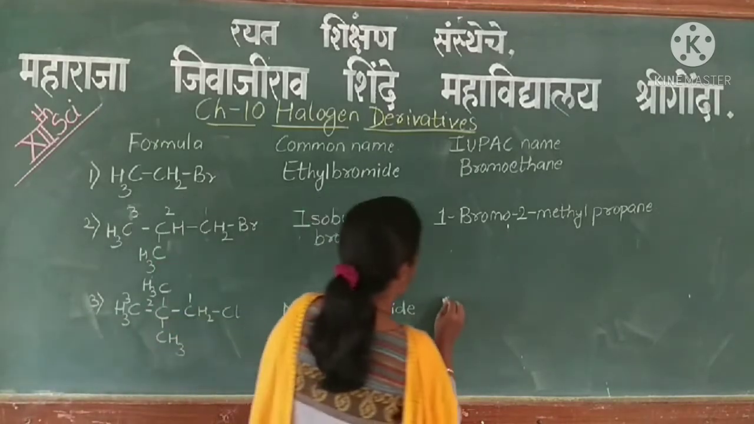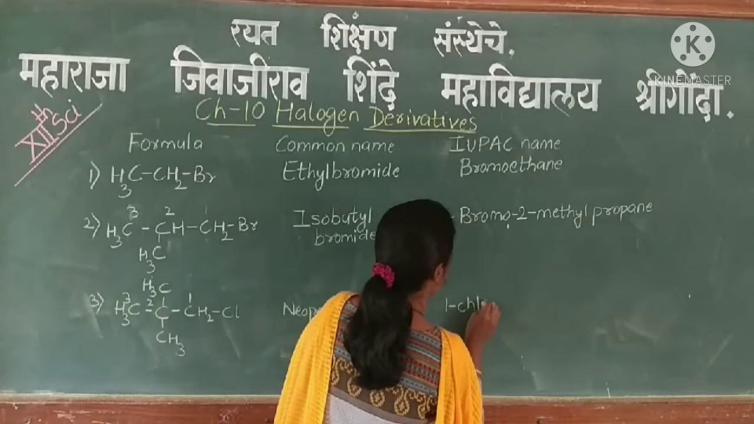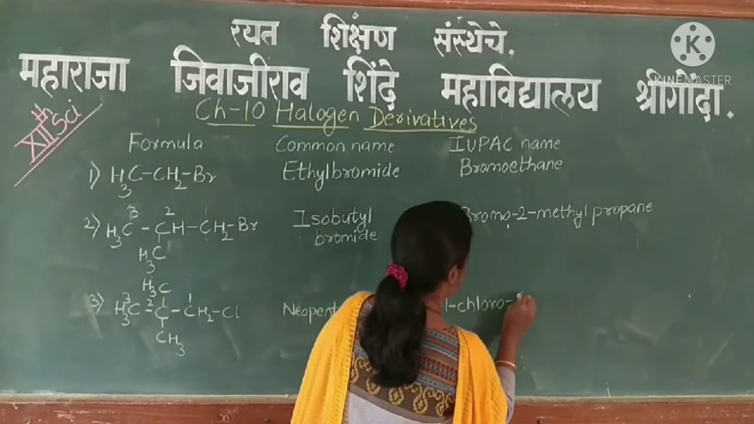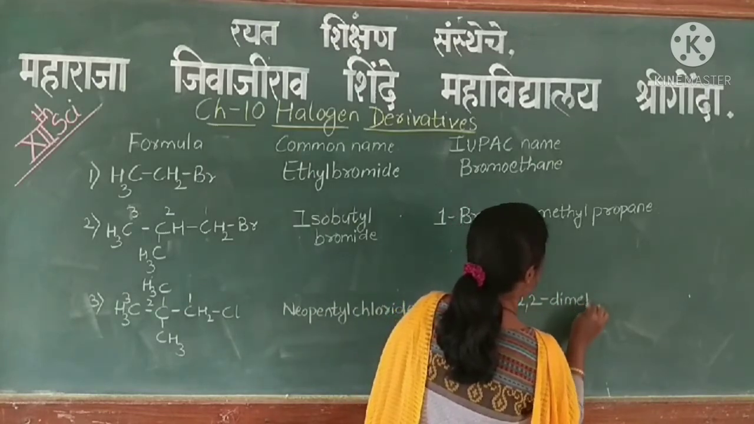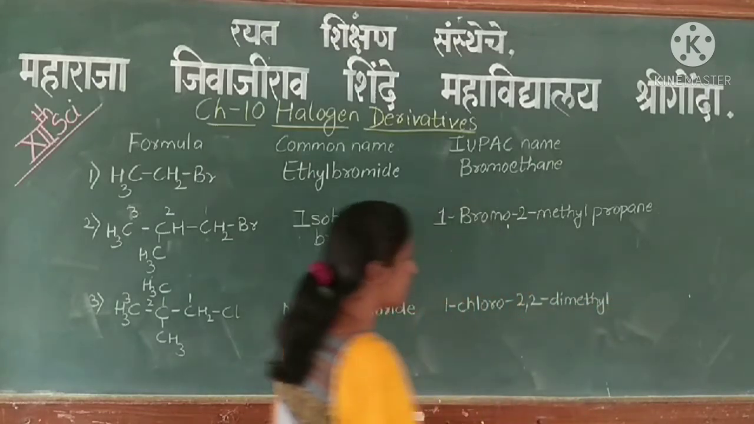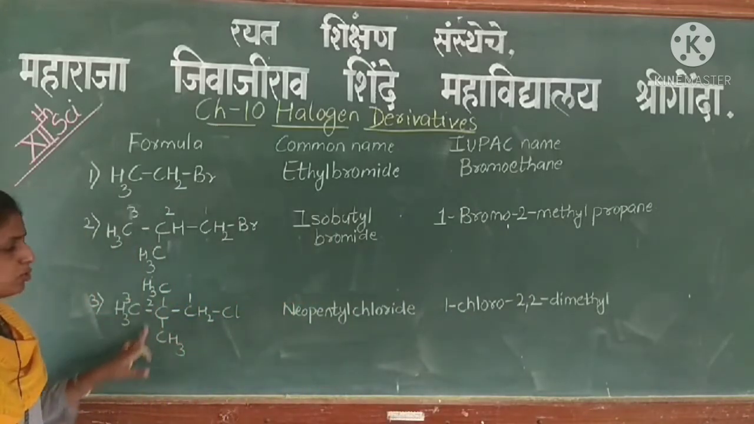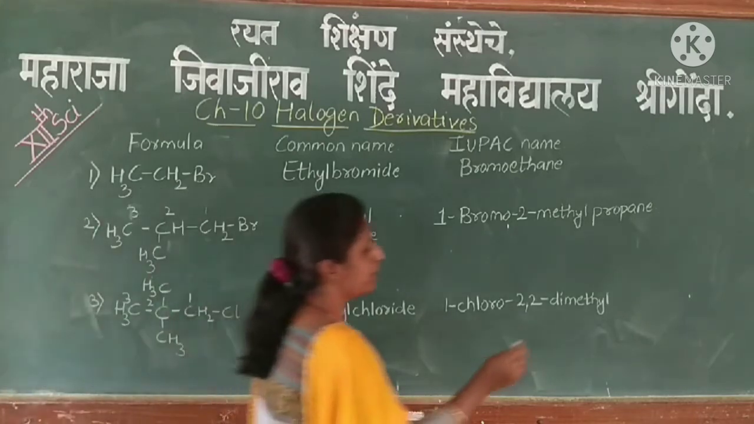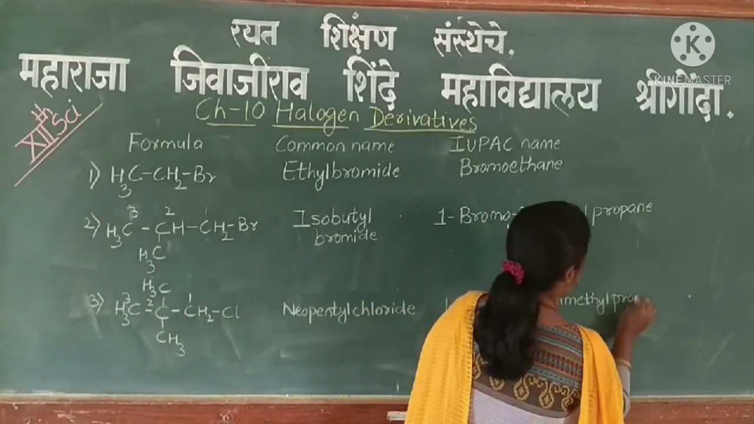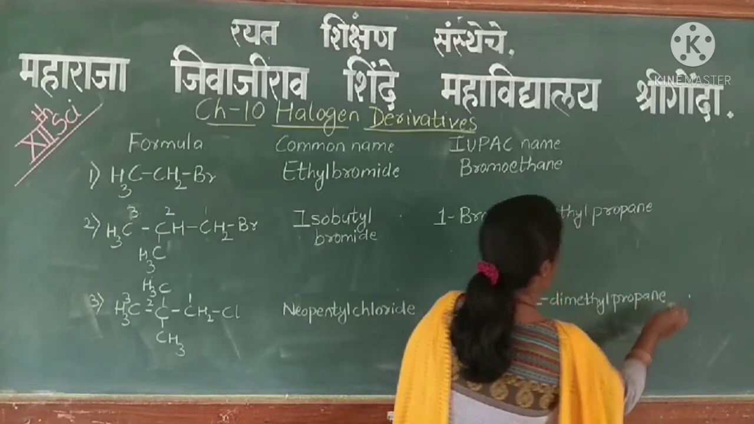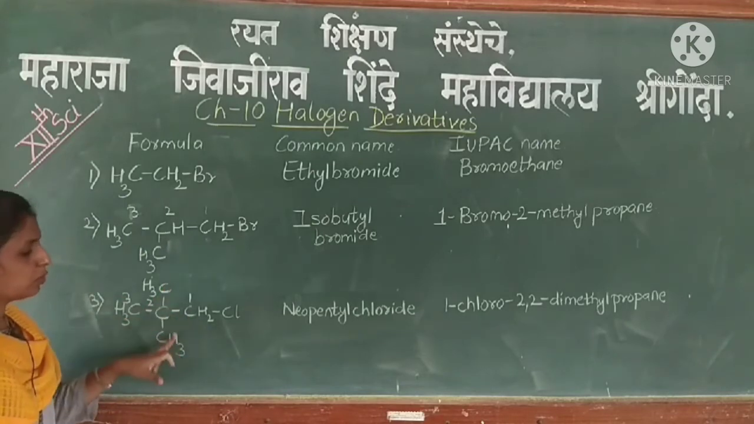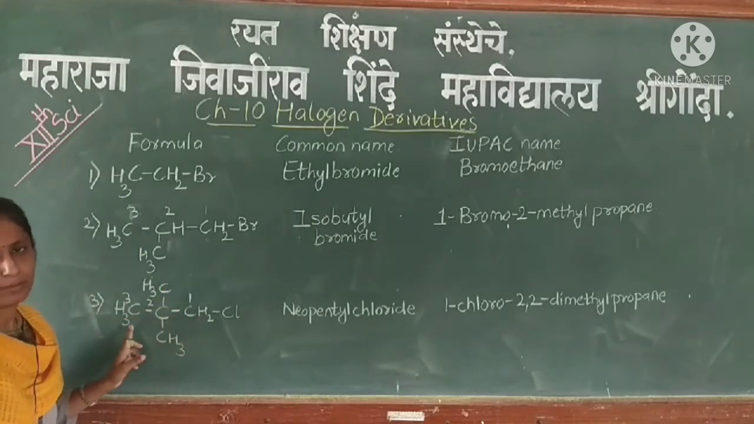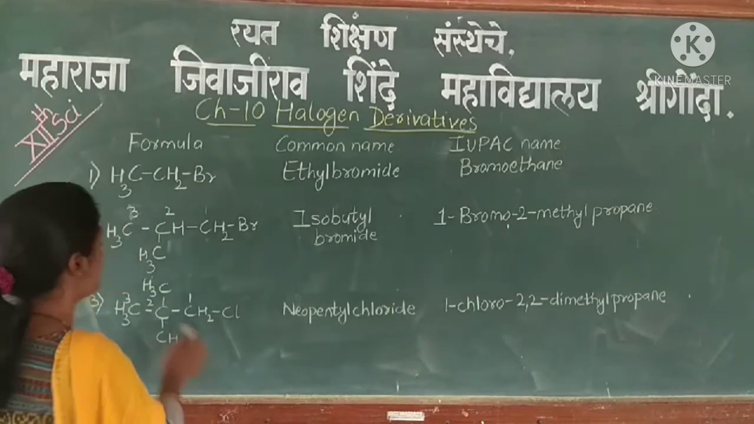So how will you write it? 1-chloro, 2,2-dimethyl, and the longest chain has 3 carbons, so it is a derivative of propane. So the IUPAC nomenclature of this compound is 1-chloro-2,2-dimethylpropane. Okay. Now moving on to the next example.